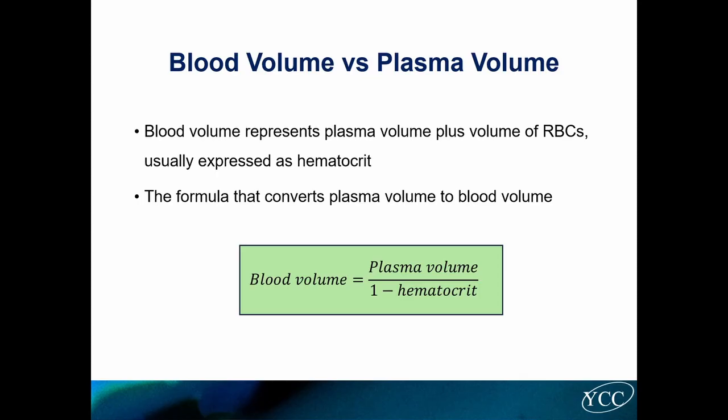So plasma volume and blood volume are not always the same, because you have to remove the hematocrit to be able to say it's the plasma volume. And what's the difference between plasma and serum, by the way? It's the clotting factors. Plasma has clotting factors and serum doesn't.